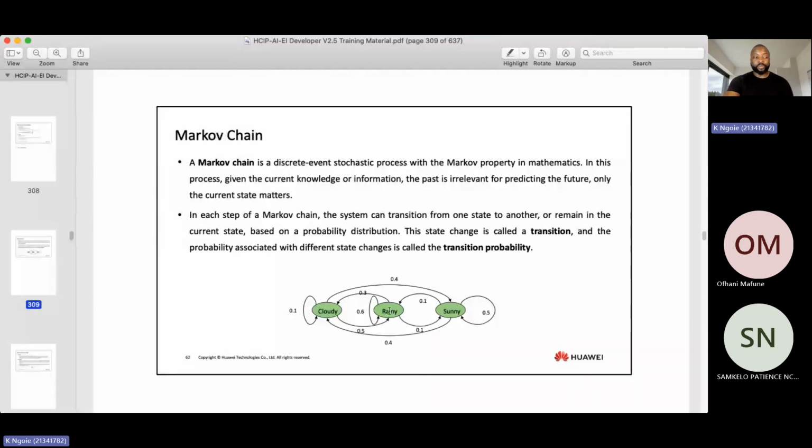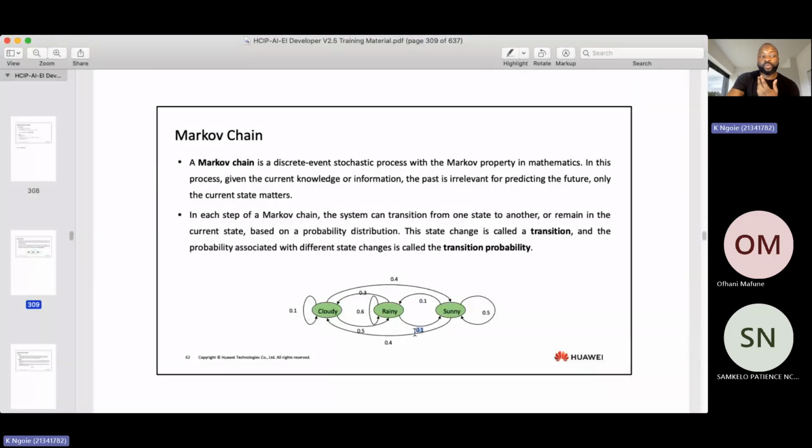In this example, we have the probability of the weather changing from rainy to sunny as 0.1, and from rainy to cloudy as 0.3. That total gives us 0.4. And then the probability of the weather not changing is 0.6. So in total, we have 1, which is 100%. Okay. And the probability associated with different state changes is called the transition probability. So these are the transition probabilities.